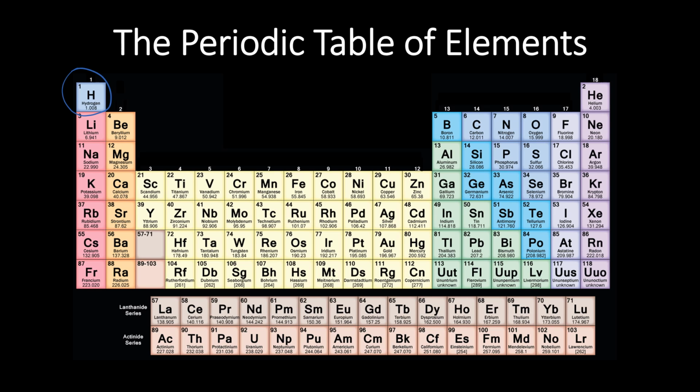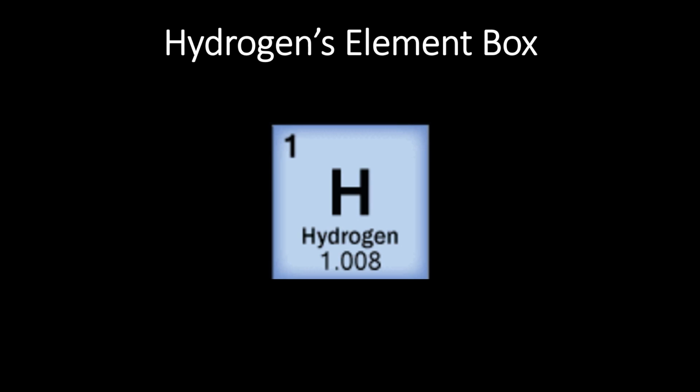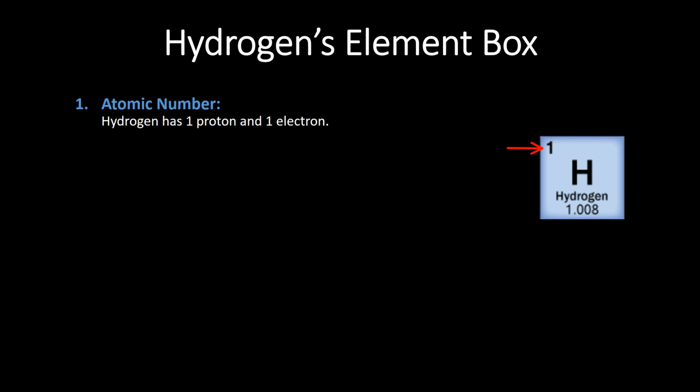So going back to the periodic table of elements, let's look at hydrogen in specific with its element box. So here's hydrogen's element box. As you can see, it has all the elements that we just talked about. First, it has the atomic number. The atomic number of hydrogen is 1. Thus, hydrogen has 1 proton and 1 electron.